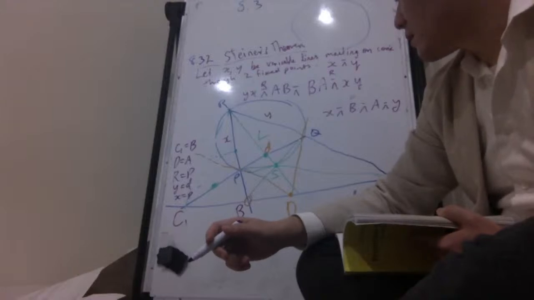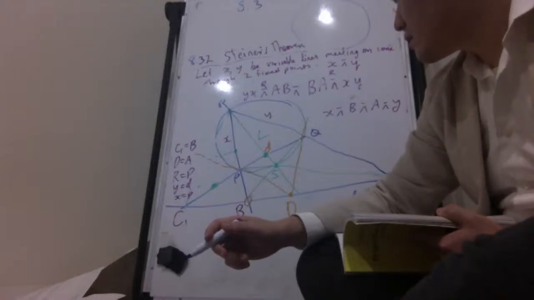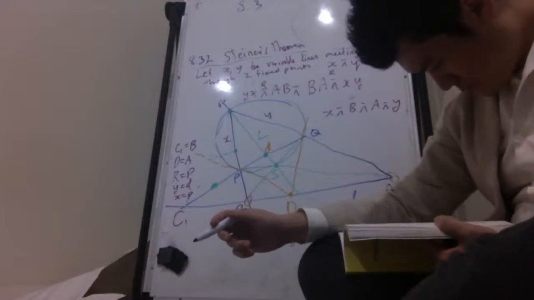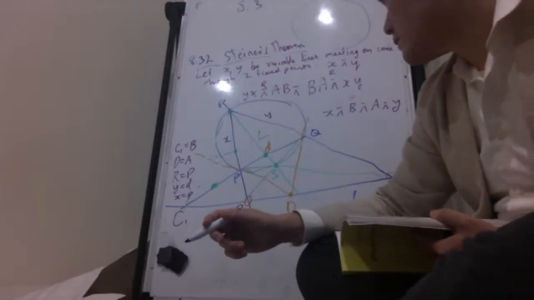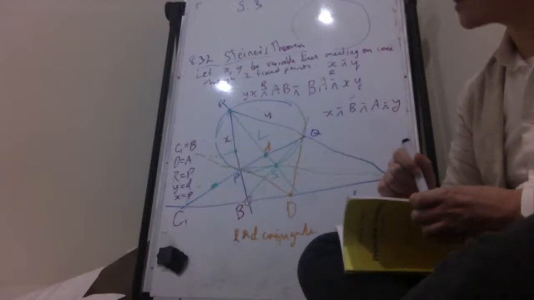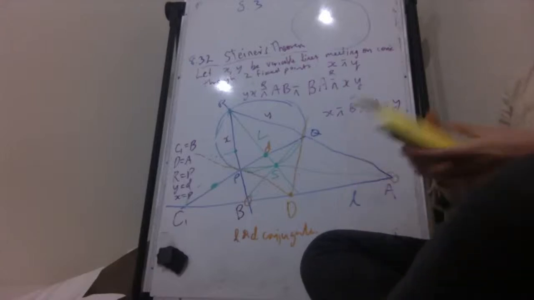And what's the claim? What's the conclusion? That the tangent at P is related to D? Let's see here. Fire alarm. I have to stop this.